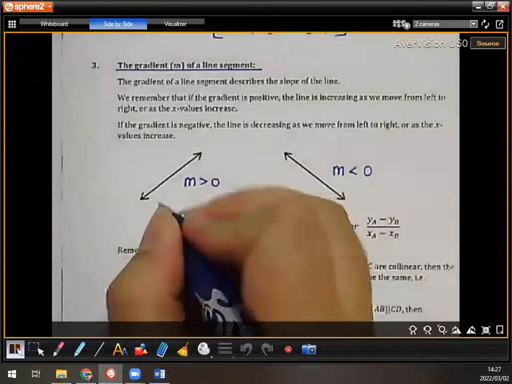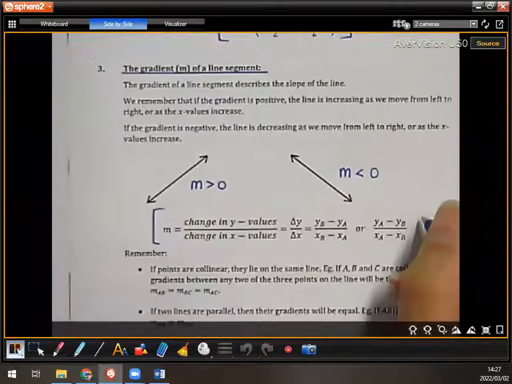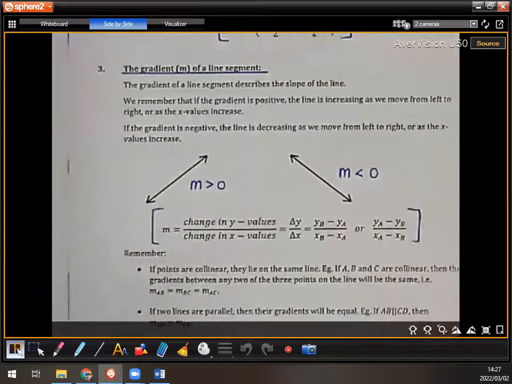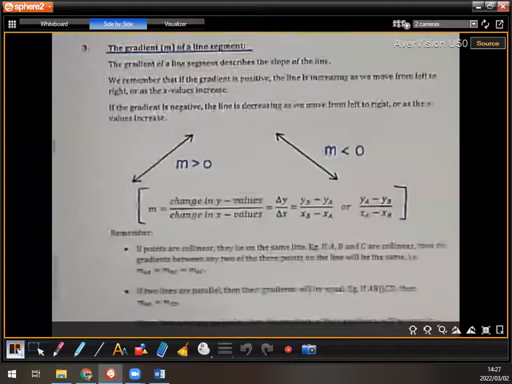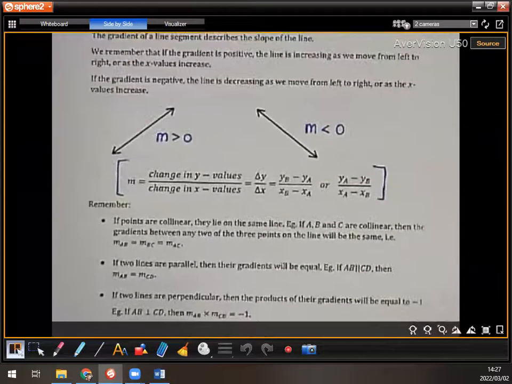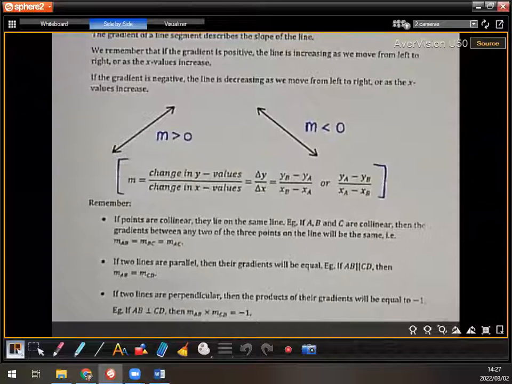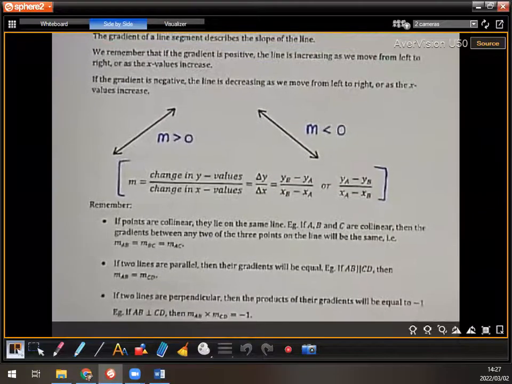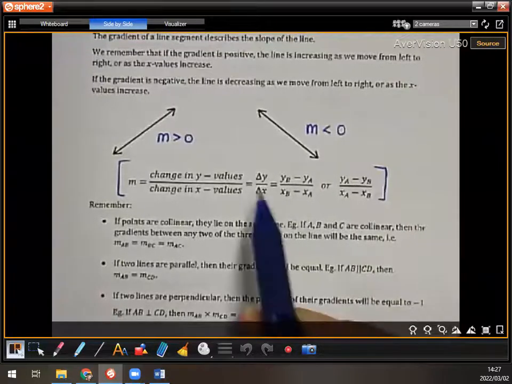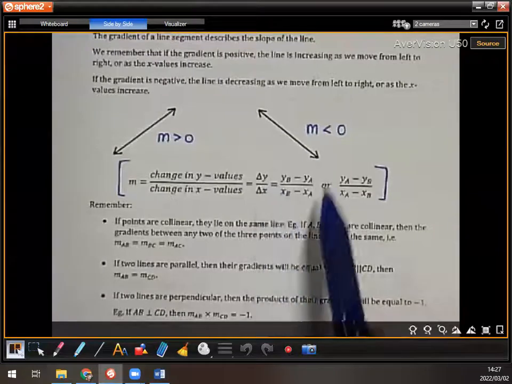Okay, and then you can also just put a bracket or highlight that. That is the formula that we use to find the gradient. You're changing y over changing x. So you take your one y value minus the other y value over the same first x value minus the other x value. Here, order is again important.